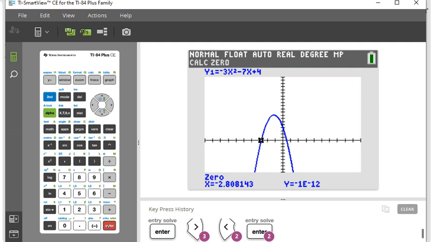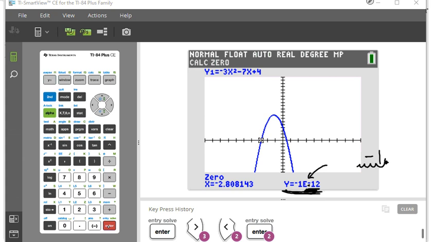Enter. So our first intercept is at negative 2.81, and then you have this negative 1E negative 12. That means we have negative 1, but we really want the exponent to be 12 places to the left.